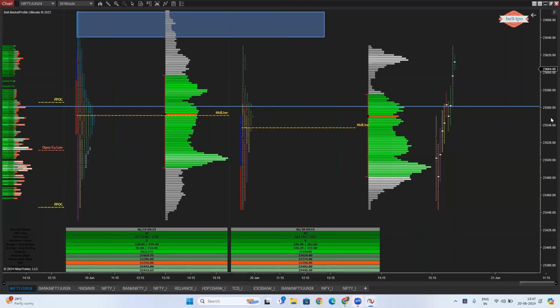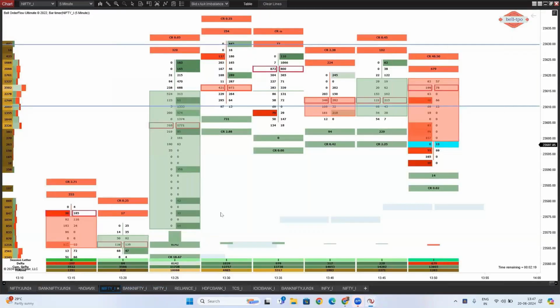I was talking about the 23,600 today's expiry put option. When we spoke, it was like 28 rupees. Look at that, the tails are very small, and still the order flow pattern remains the same, which is very important.